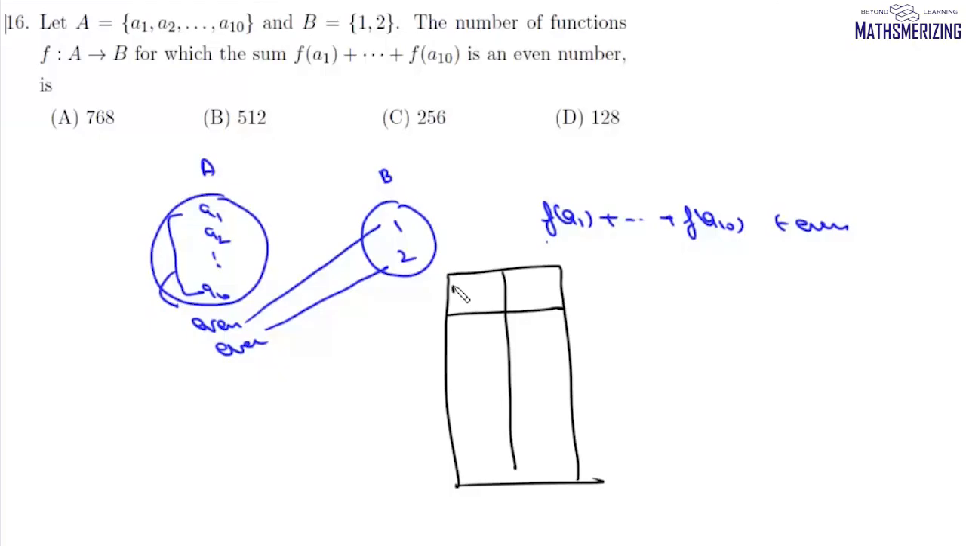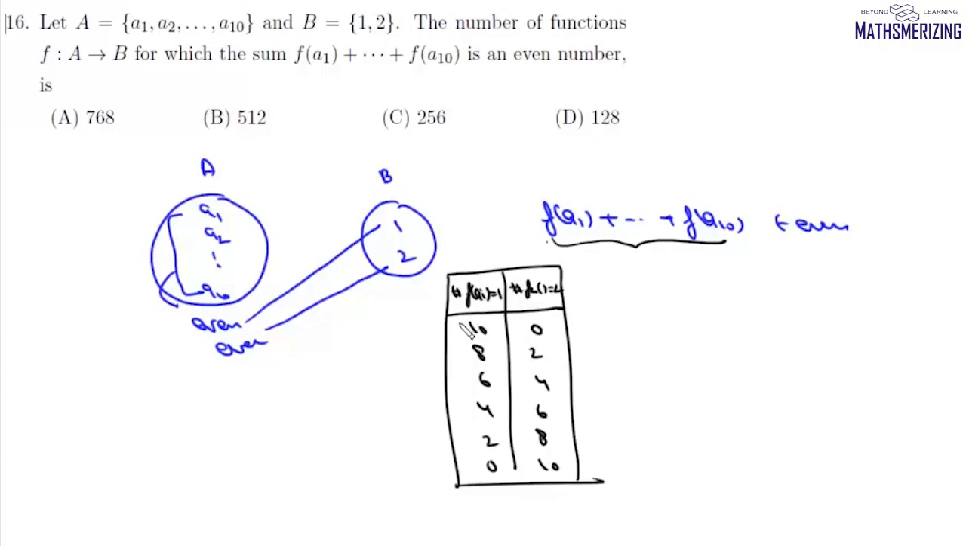So here we write the number of φ which are mapped to 1, and here we write the number of φ which are mapped to 2. Now one such way is when this value is 10, this is 0. Another one is 8, 2; 6, 4; 4, 6; 2, 8; and 0, 10. In all these 6 cases, this summation of φ will be an even number.